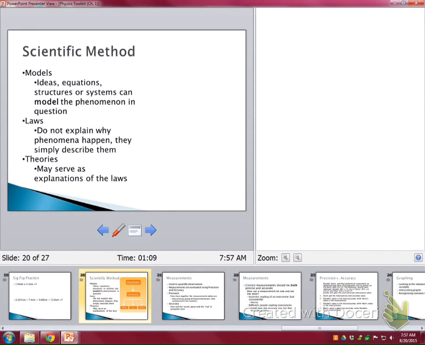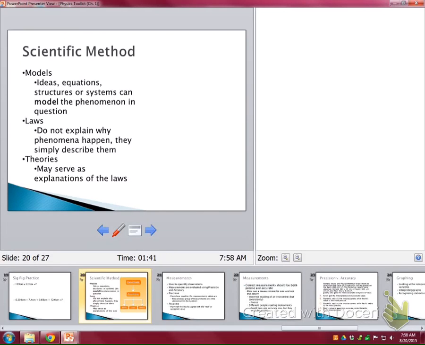Theories and laws, okay? Models can be ideas, equations, structures, or systems that model the phenomenon in question. So we use models most often in physics to demonstrate the motion. Most of the time we use models in diagram form, okay? In physics, it's really important and really helpful that you draw a diagram of what's happening, okay?